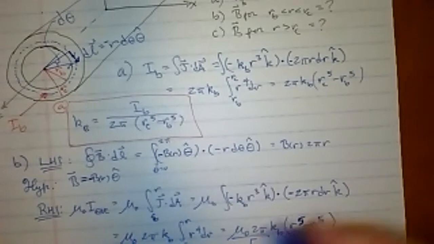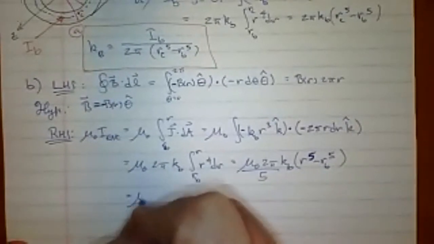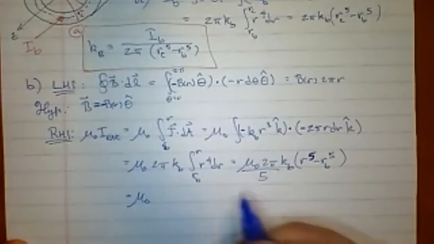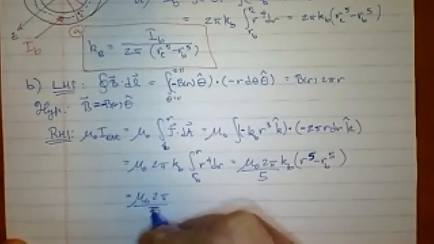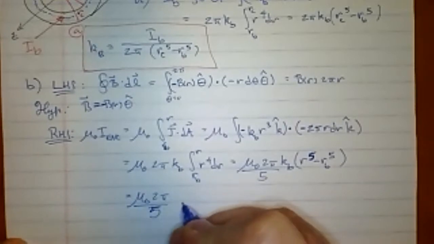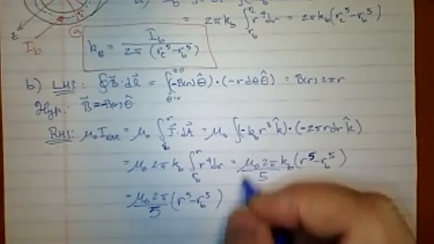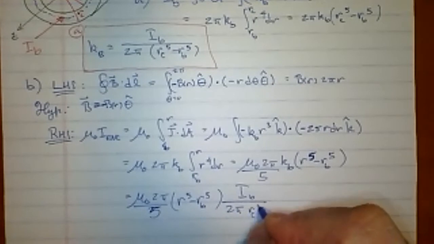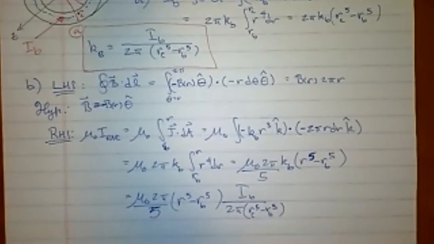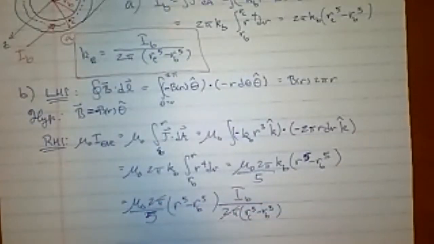Okay. So now I should go ahead and substitute that KB in here that we already calculated. So I'm going to say it's equal to mu 0 times 2 pi over 5 times R to the 5th minus RB to the 5th. Now the KB we found was IB over 2 pi RC to the 5th minus RB to the 5th. So now when I do that, I can see a nice little 2 pi canceling out with a 2 pi, and that's pretty much it.